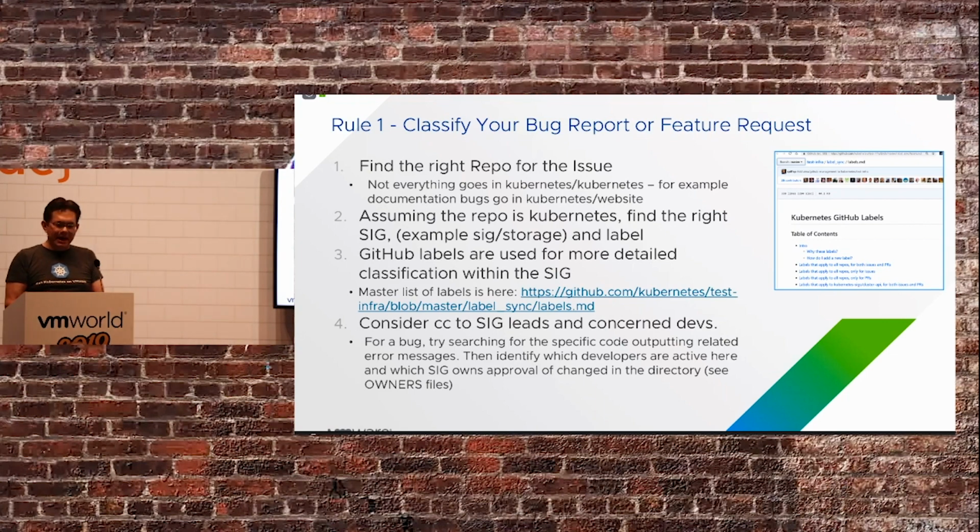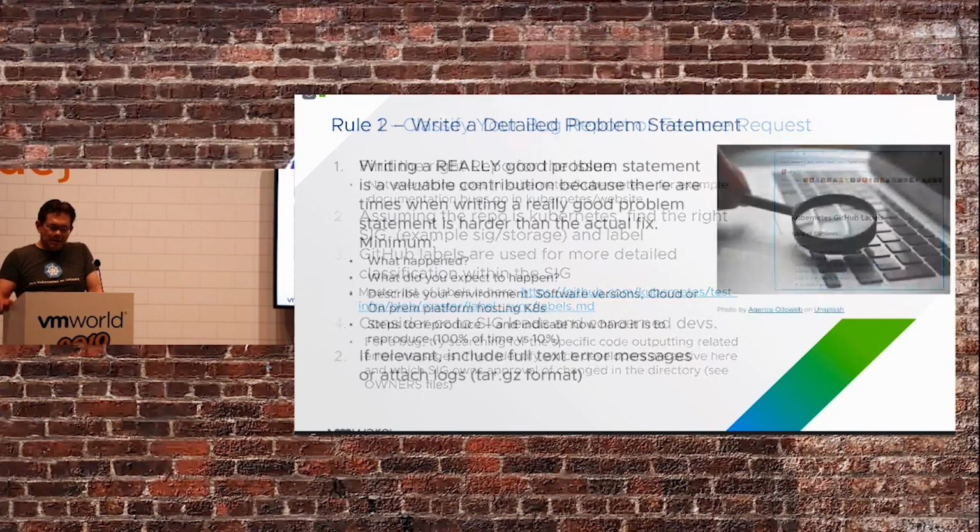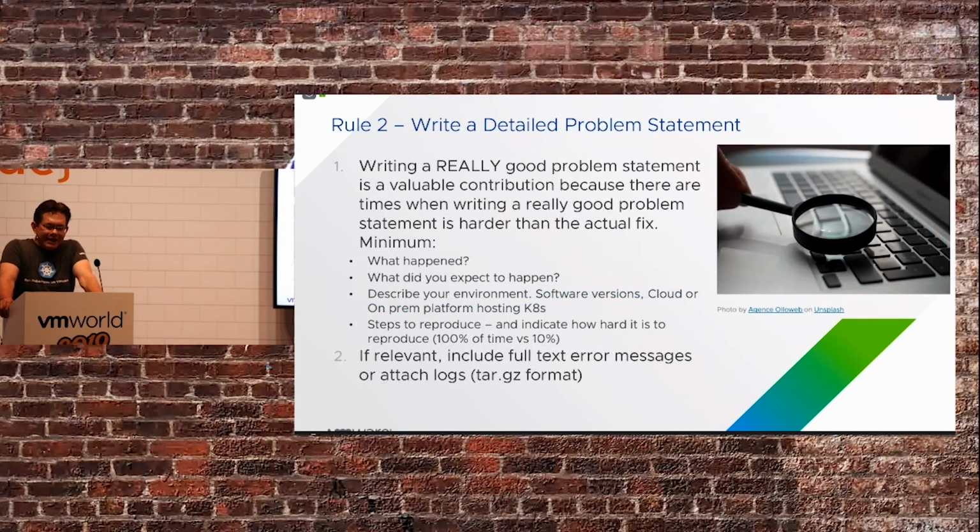That would sum up my step number 1 of classify your bug or feature request. So rule 2, write a really detailed problem statement. Good problem statements are really appreciated and recommended in the community, because sometimes the fix will only be 1 or 2 lines of code, but isolating what's involved with recreating and what really went down when that happened, that could be a lot of effort.